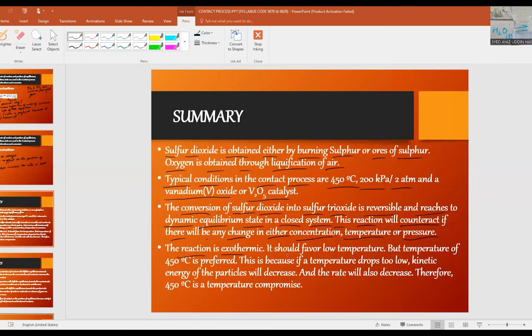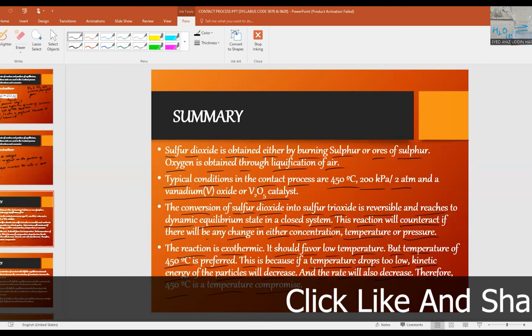The reaction is exothermic. It should favor low temperature, but the temperature of 450 degrees Celsius is preferred. This is because if the temperature drops too low, the kinetic energy of the particles will decrease, and the rate will also decrease. Therefore, 450 degrees Celsius is a temperature compromise.